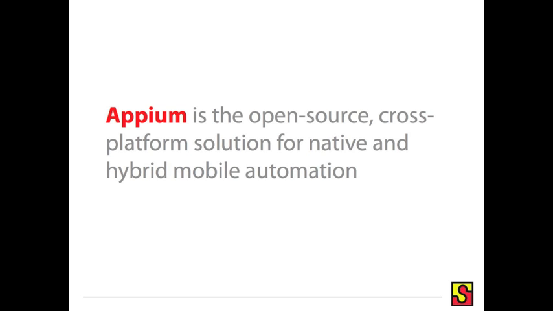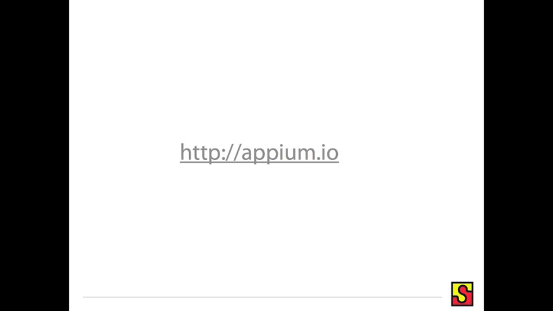Appium itself is an open source tool. It's a cross-platform mobile automation solution, and it allows you to automate native and hybrid applications across multiple platforms, including iOS and Android. And Appium's webpage is appium.io, so feel free to navigate there if you want to learn more about the Appium open source tool or get involved in the Appium community.